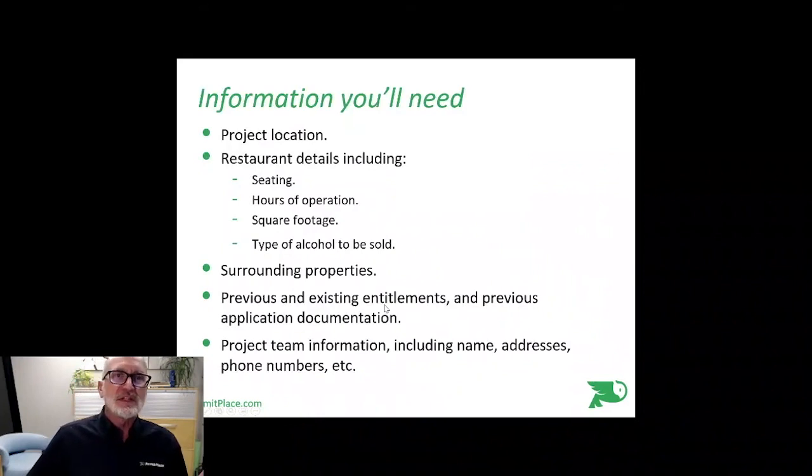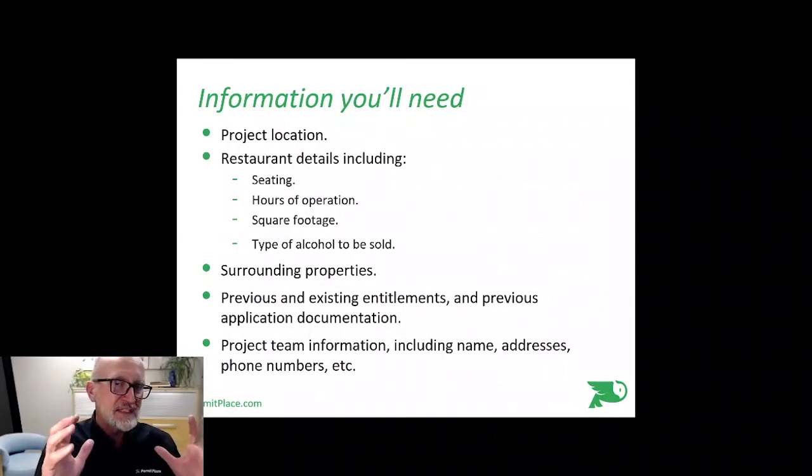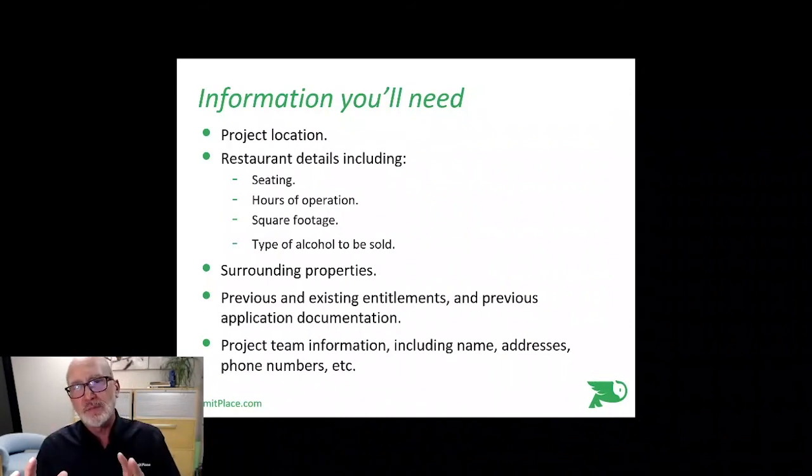Some of the information to help your burden of proof is, of course, your project location, your address. Where is it located? They want to see both a site plan and a floor plan. The site plan will show the project location relative to surrounding properties, and the floor plan will show the seating, your hours of operation. You'll put square footage on there, and what type of alcohol you are going to be selling.